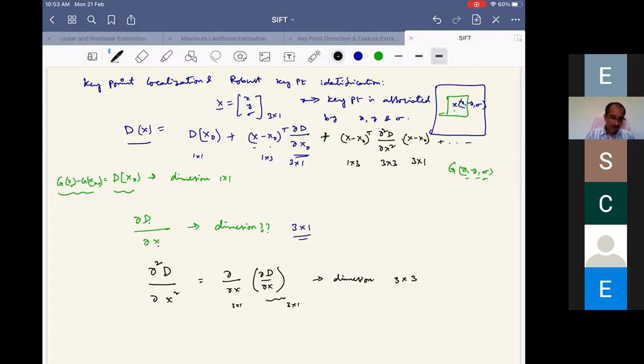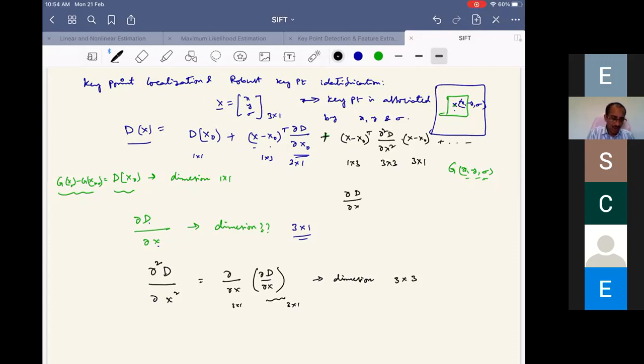So now, given this, what do we wish to do? We would like to see the exact location of x naught, where this key point is located. So we would like to differentiate this with respect to x. x naught is the location we have found. We would like to identify the x location where D of x is maximum, using dou D by dou x.